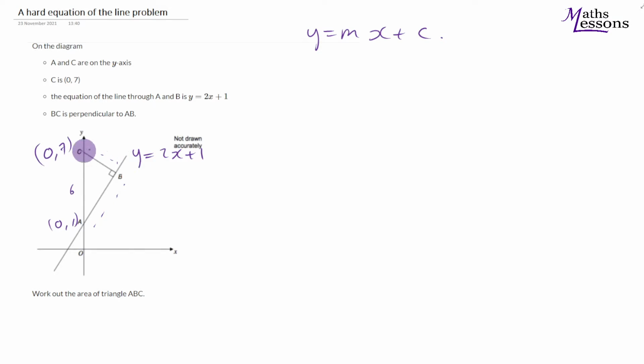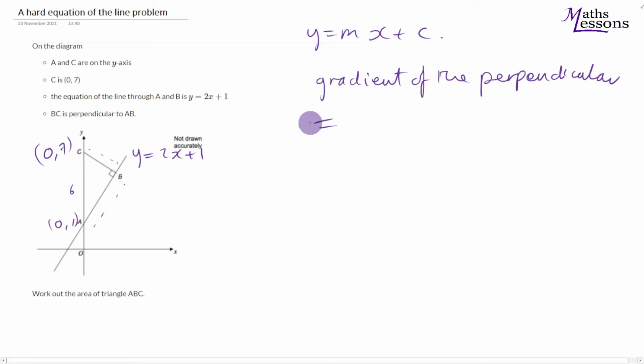Now we can find the equation of this line because it's perpendicular to this line. The gradient of the perpendicular is going to equal minus 1 over this gradient, and this gradient is 2, so it's minus 1/2. So we know this line is going to be y = -1/2 x, because minus a half is the gradient, and we know it crosses at 7, so plus 7.